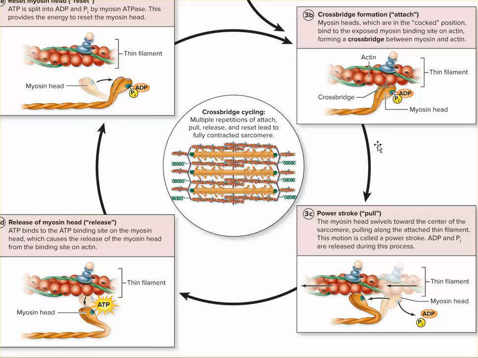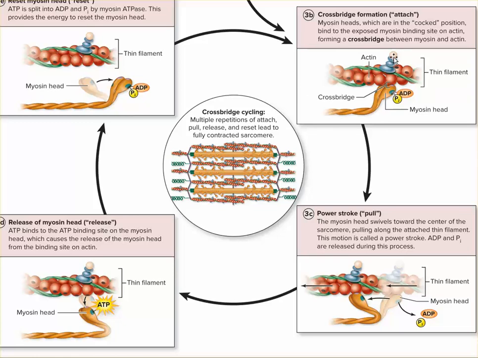So this repeats as long as the calcium is there and as long as there's ATP. If there's no ATP, then the myosin head can't disengage at this step over here. This is what happens when you're dead, because dead is the only time we have no ATP. This is rigor mortis right there. It doesn't disconnect.